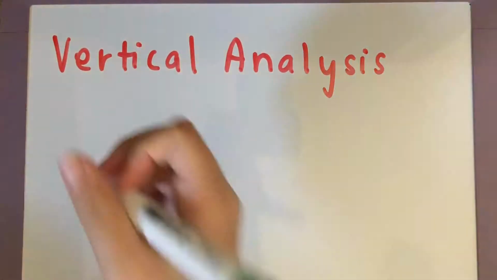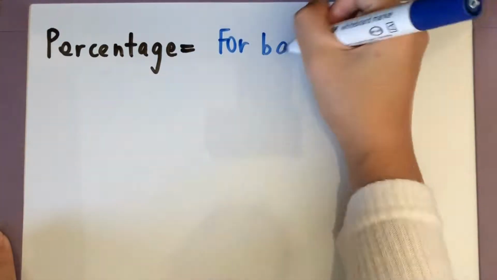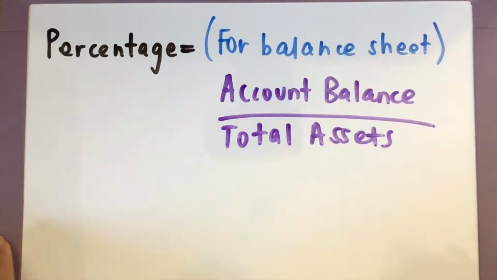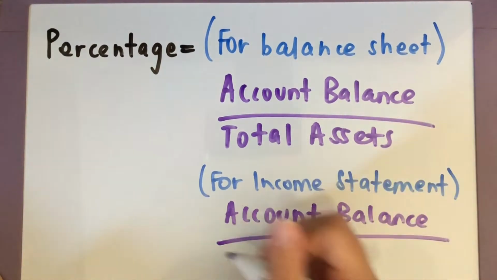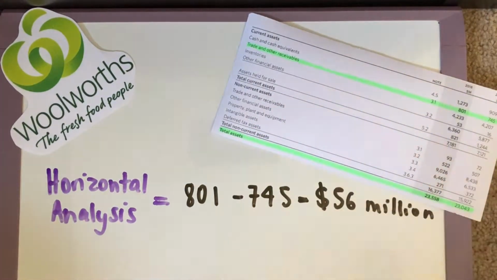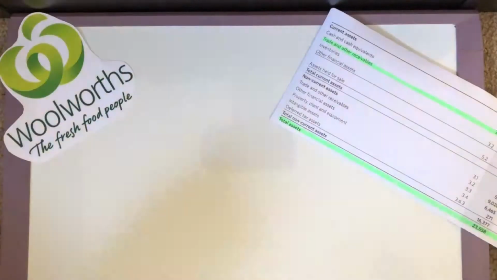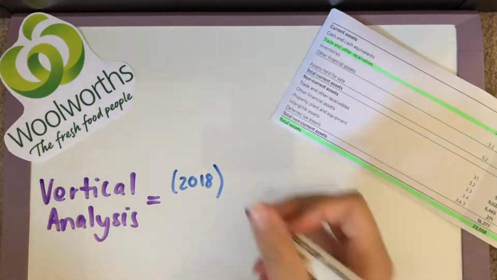A vertical analysis, on the other hand, compares an account balance within 1 year by dividing each balance by a base account. This is an extract from Woolworths' balance sheet published in their annual financial report. Given this information, we are able to conduct a horizontal and vertical analysis on their receivables balance.